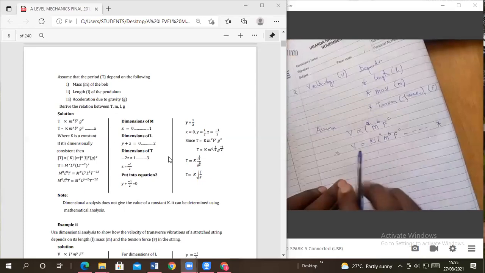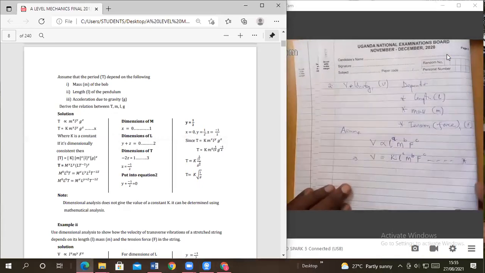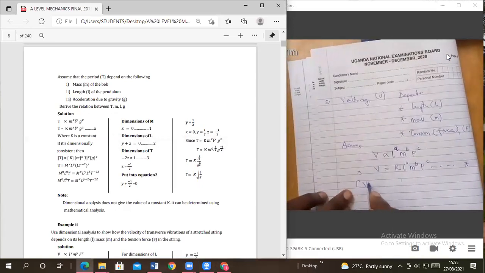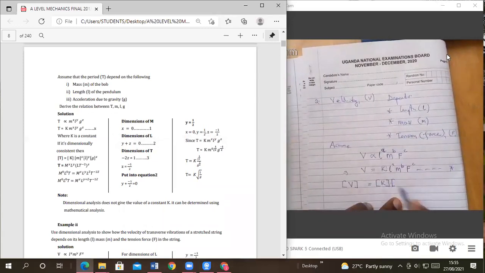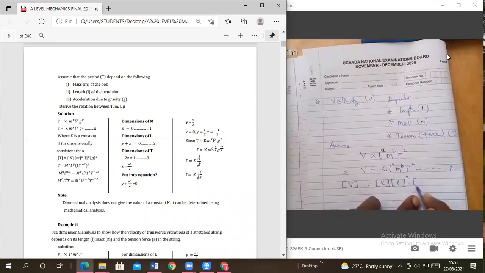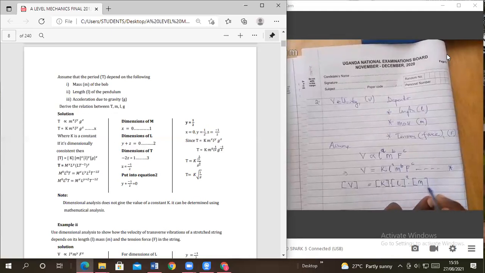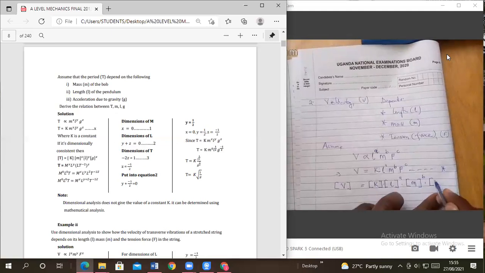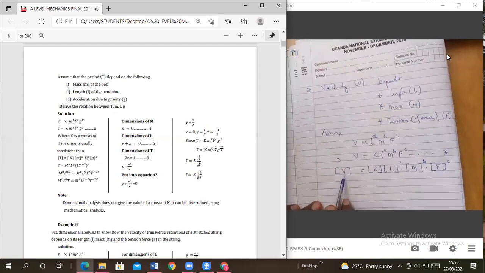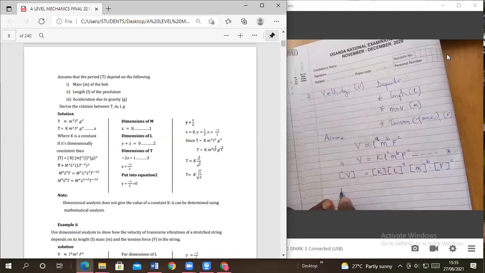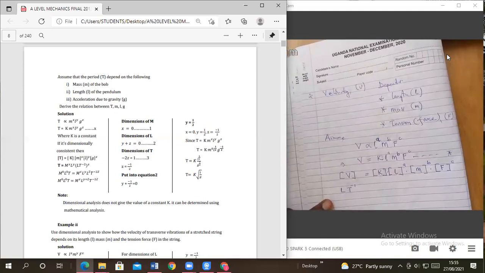To help us find the powers A, B, and C, we have to use dimensions. We get the dimension of each of these quantities. So the dimension of V equals the dimension of K times the dimension of L to the power A, times the dimension of M, which is mass, to the power B, then times the dimension of force to the power C. So what is the dimension of velocity? We said velocity is the rate of change of displacement, so it becomes L T to the power -1.